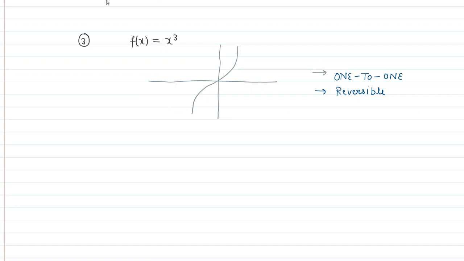Now let's see the graph of f(x) = x cubed, and this is the kind of graph that we see. It is a one-to-one function because it passes the vertical test as well as the horizontal line test. And also remember that all the one-to-one functions are reversible.